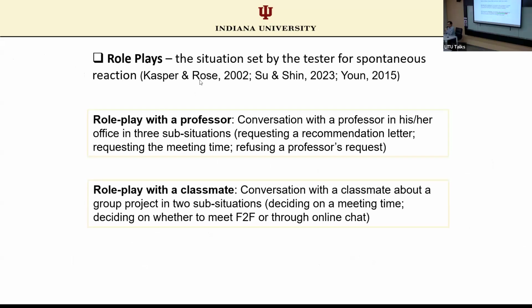So this is an example. You could do role play in this academic context with the professor, or you could also do role play with a classmate. The reason why we have different roles is to know whether they can use language differently depending on the power difference, social closeness, and degree of imposition. So Yoon, in her dissertation, manipulated this relationship between the participants, and she also had different levels of imposition, to see how well the students can interact with the professor and the classmate.